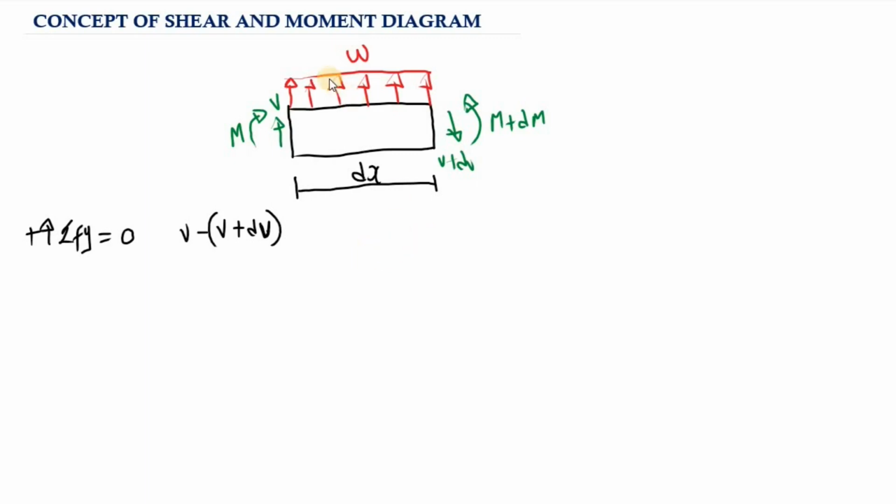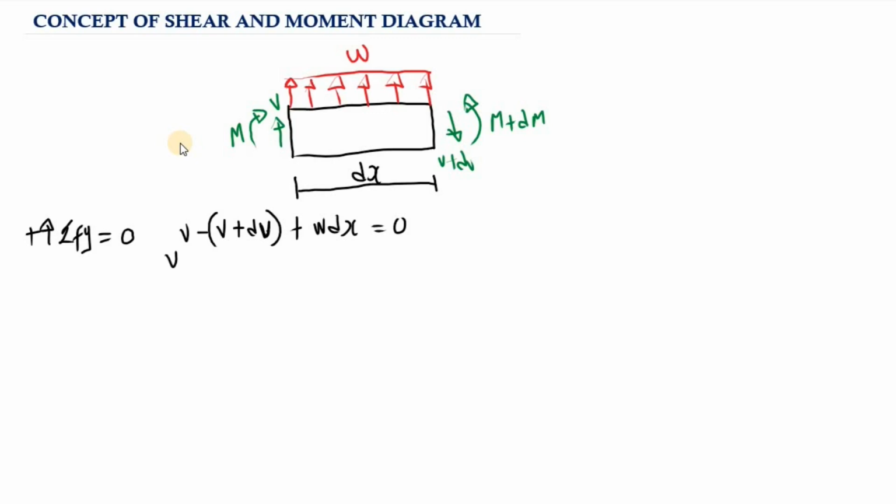Lastly, we have the distributed force W, and this is acting upward. Because this is a distributed force, we need to multiply the magnitude of the force by the distance, because it is distributed over the length ds. Because it is acting upward, it is going to be positive. So this is positive W, then multiply by ds. We don't have any additional vertical force, so this is equal to 0.